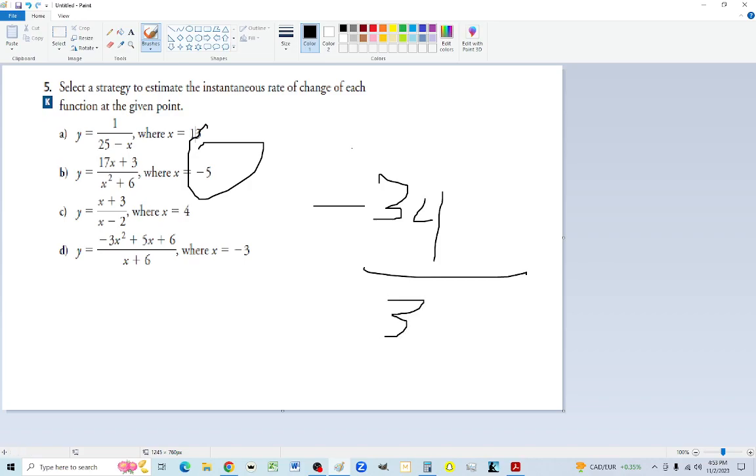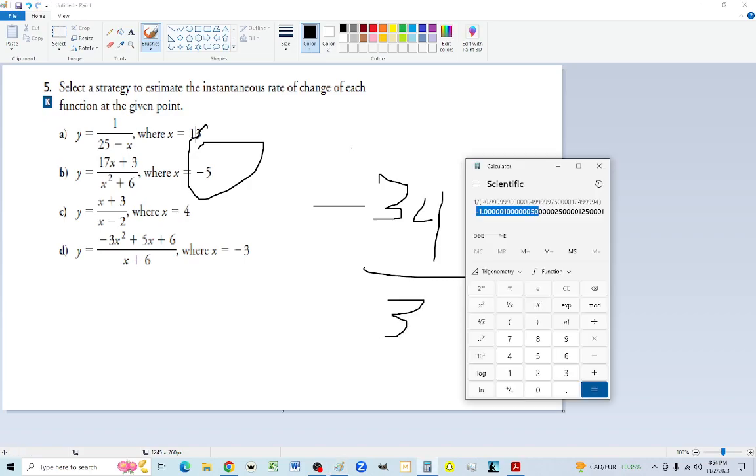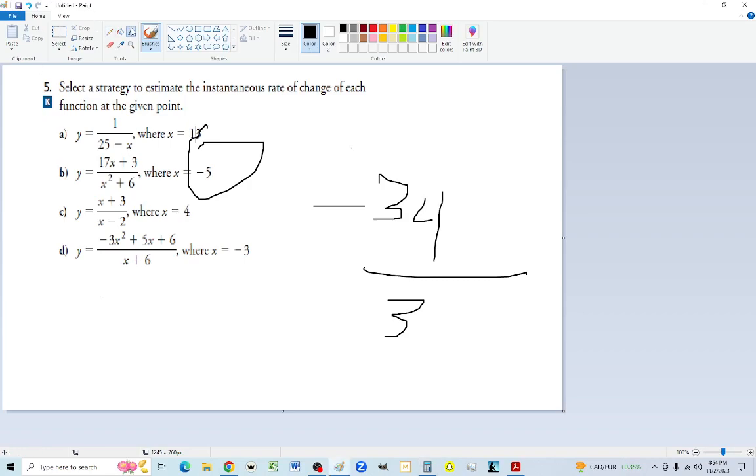So we have to take minus 34 divided by 3, and we're going to get a decimal that's probably got a bunch of 0.3333 in it. That negative, and we're going to divide it by 3. Yeah, negative 11.333. So that means we're talking about this point.